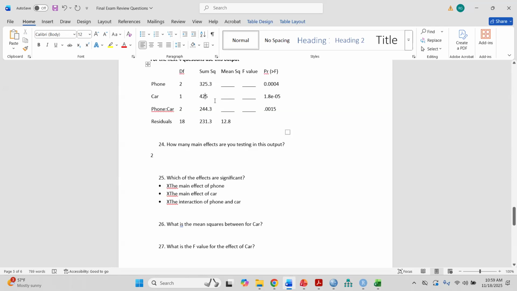What's the mean squares for car? All right, you would take 425 divided by the degrees of freedom, which is 1. Well, guess what? That is 425. What's the F value for the effect of car?